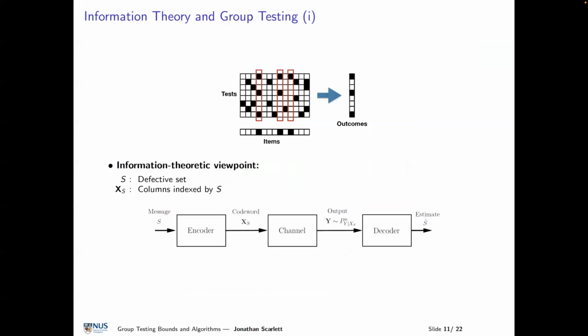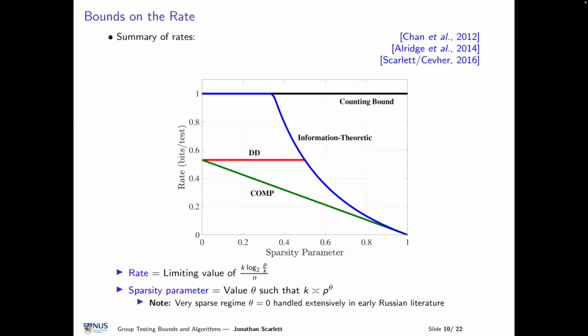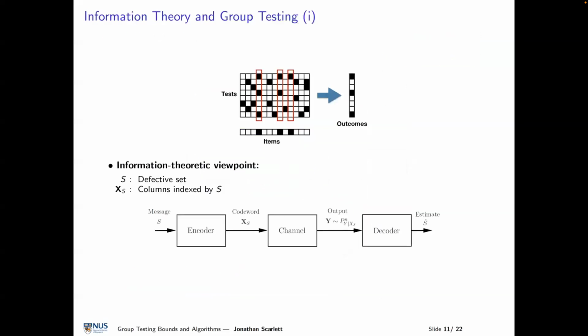Okay, so the information theory view I took, I wasn't the first to do it. Actually, some of this was in the early Russian literature as well. But the early literature looked at the very, really sparse regime where k is a constant. And I was trying to get techniques that work when k is p to the power of something, like this polynomial type of dependence. But the group testing problem does look a bit like a communication problem.